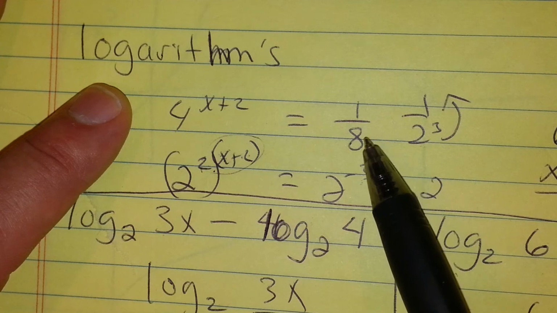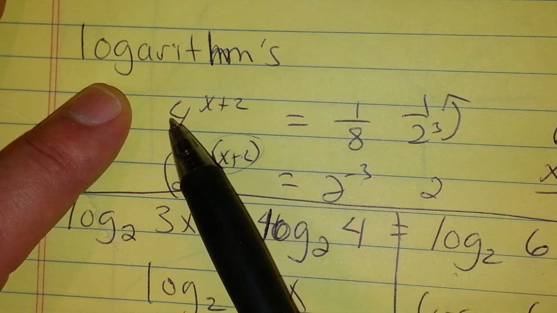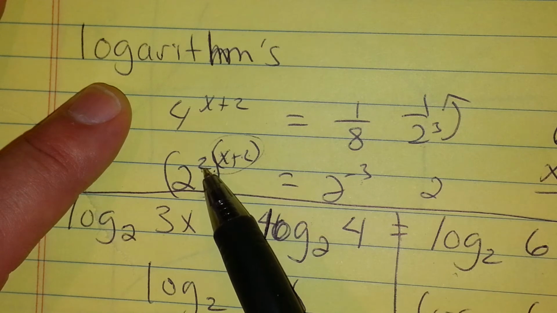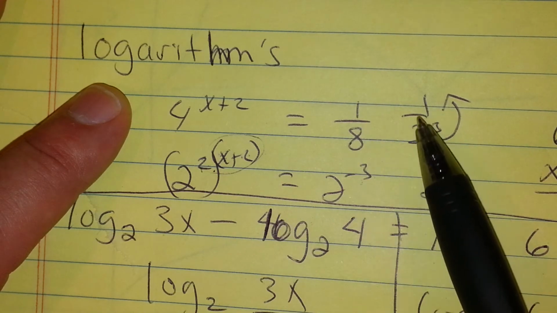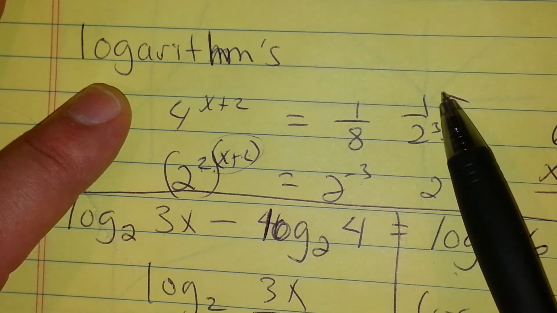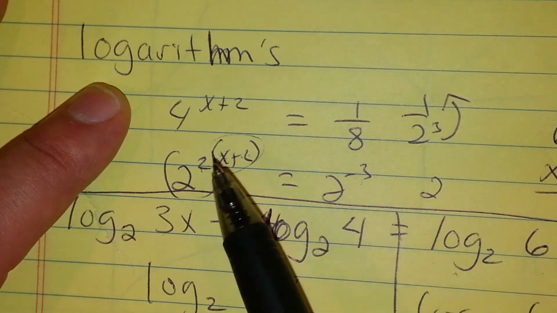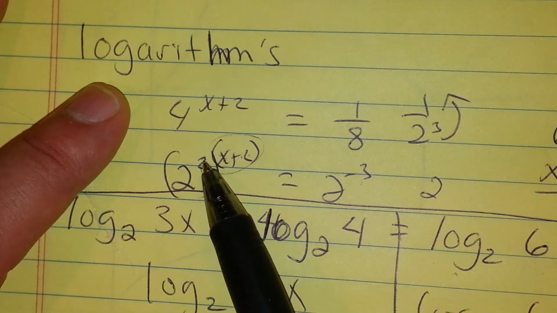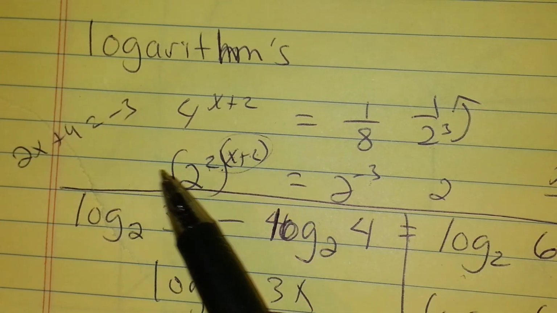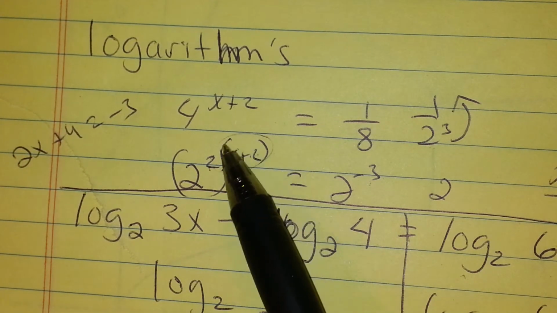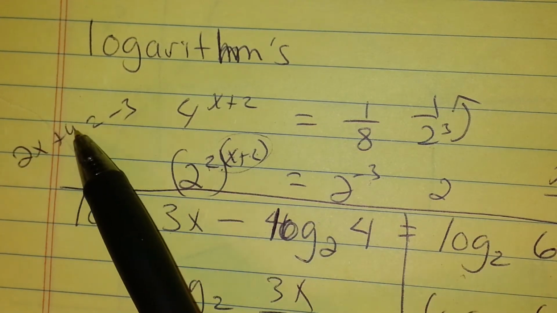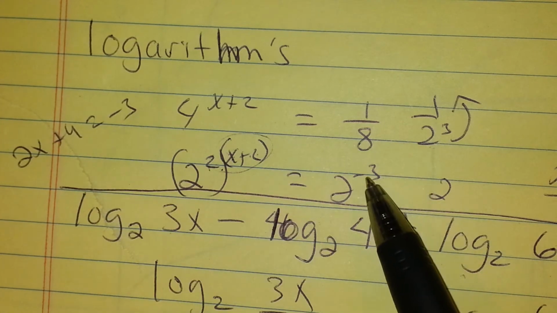I noticed that 2 is a base for both of these exponentially. I rewrite 4 as 2 to the second power. I rewrite 1 over 8 as 1 over 2 to the third, and when it comes up in the numerator, it's 2 to the negative third. Remember, raising a power to a power, I have to do this: 2 times x and 2 times this whole thing. So I end up with 2x plus 4 equals negative 3.